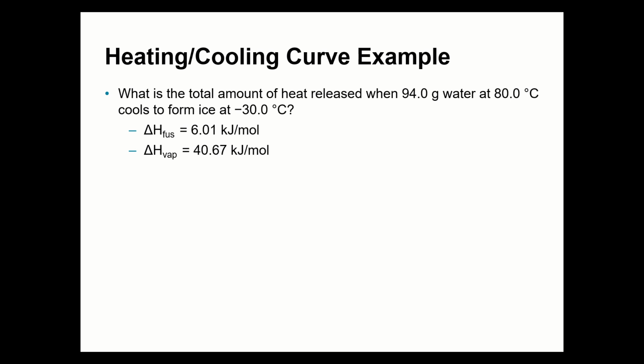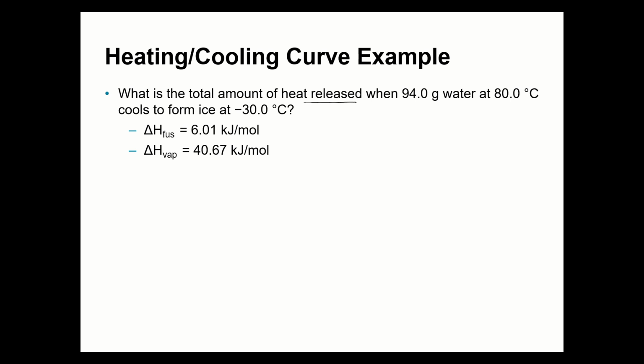What is the total amount of heat released when 94 grams of water at 80 degrees Celsius cools to form ice at -30 degrees Celsius? So the first thing to realize here is that they're asking the total amount of heat released. Okay, so what that tells us is that we don't have to worry about the negative sign. It is assumed when we say heat released that it is going to be a negative value, and so we don't have to include the negative sign. It's just going to be the magnitude of heat.